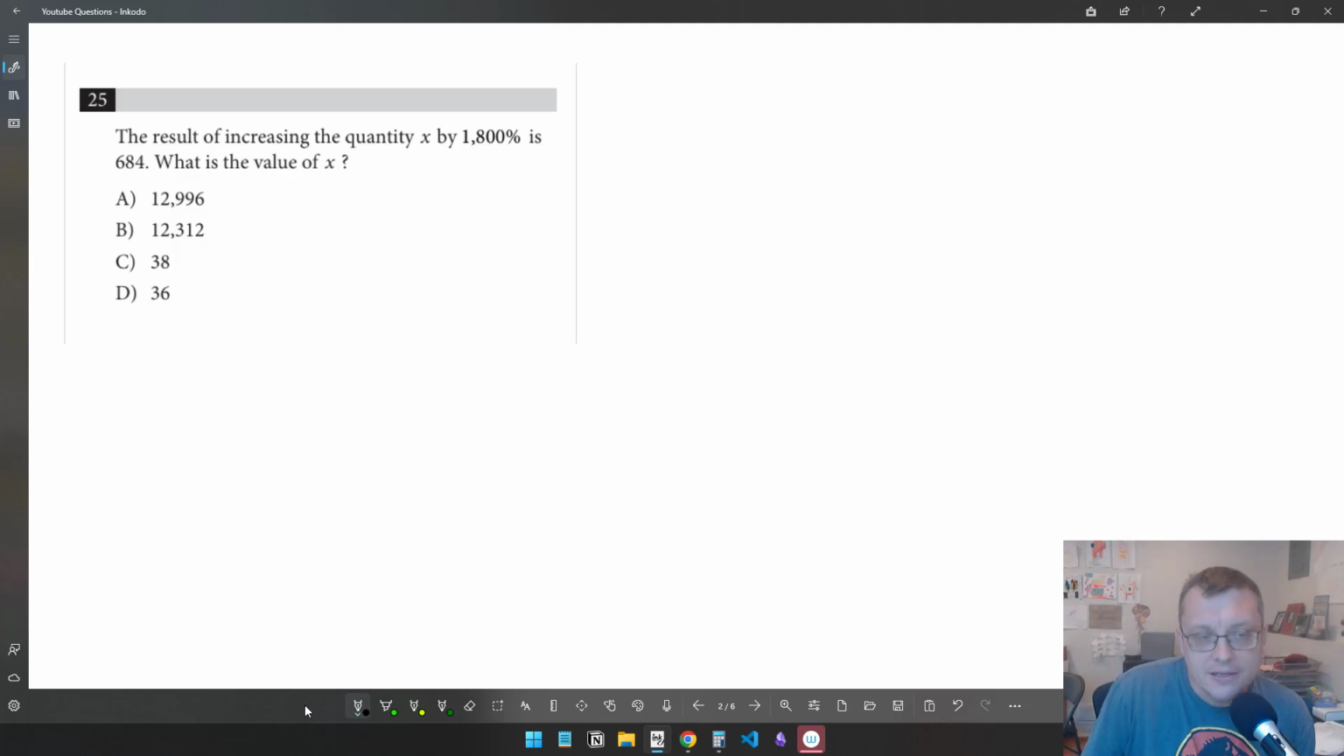Right away, just as a side note, we can eliminate A and B because we're taking some number x, increasing it by this incredible percent, and the result is 684, which means the original number has got to be smaller than 684. I'm assuming A and B are like if you took 684 and added 1800% to it, I guess is where those are coming from. But it's the other way around, right? We're starting with some number x, we're bumping it up by 1800%, and the result is 684. And so this must be some small number, either C or D.